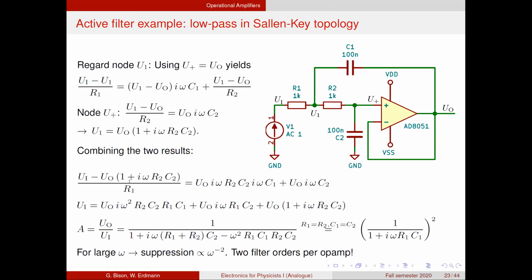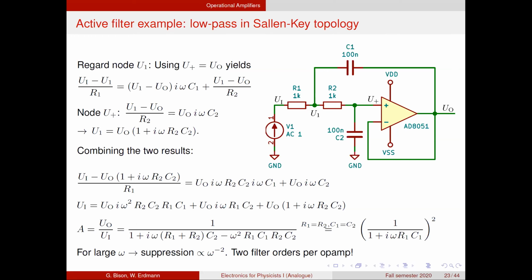This we can still write a bit nicer by, first of all, multiplying with R1, and then bringing the input voltage on one side and everything else on the other side. Then what we're interested in is the transfer function of this filter. So we calculate A, the transfer, as the output voltage divided by the input voltage. We have to go through all this and find this expression here. And this is already the final result.